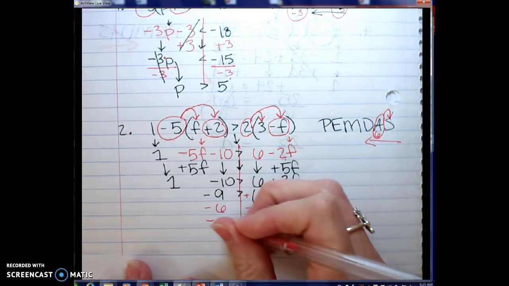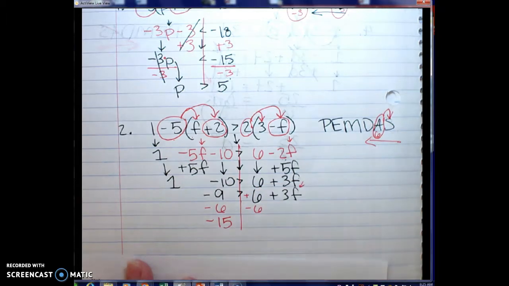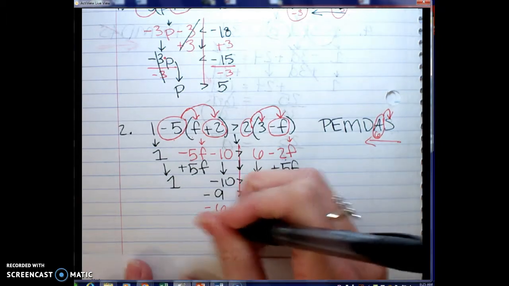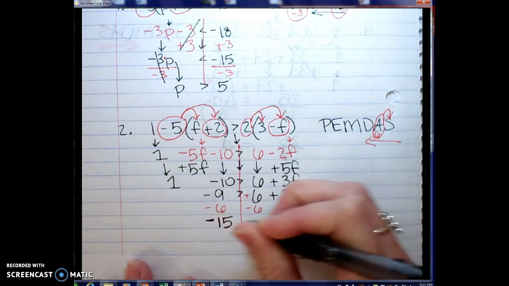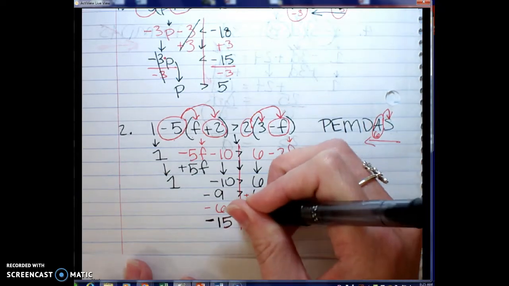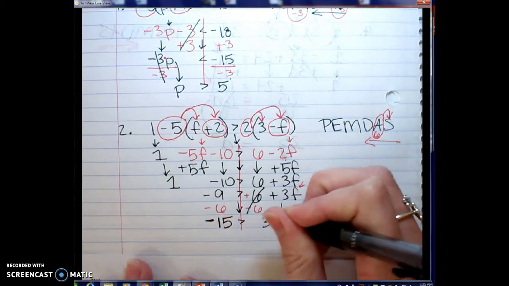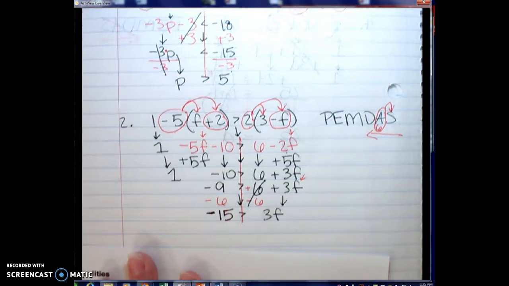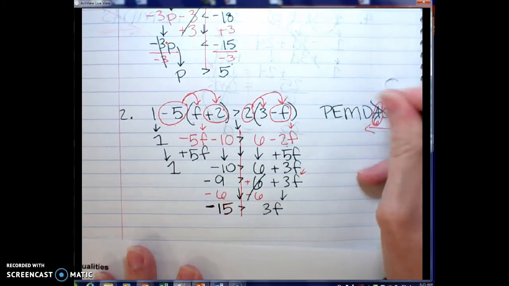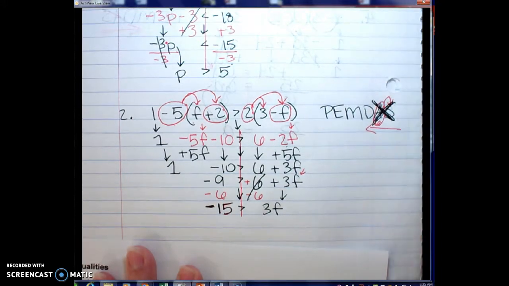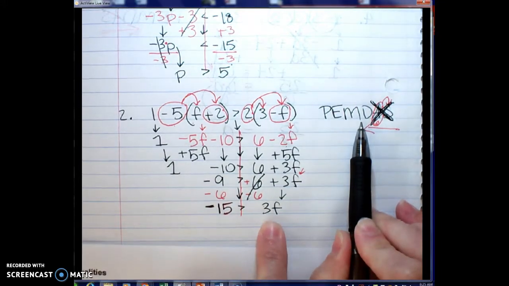When I do that, I get -15 is greater than, still bringing down that symbol. 6's cancel, and I bring down my 3f. Now that we've taken care of the addition and subtraction piece, do I have any multiplication or division happening to my f?